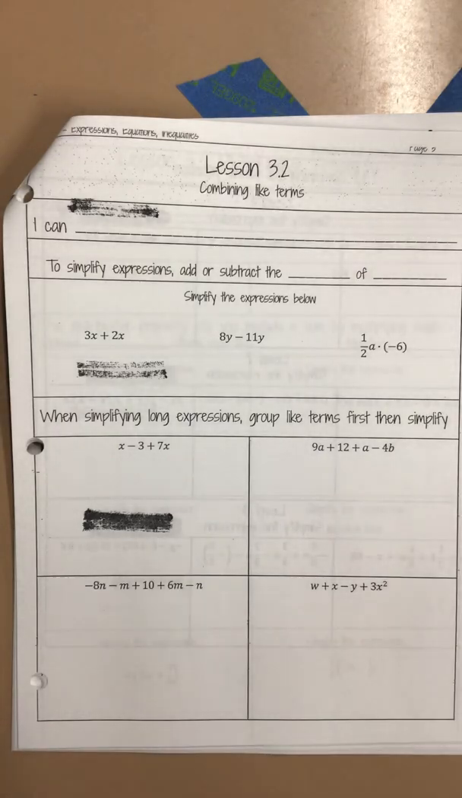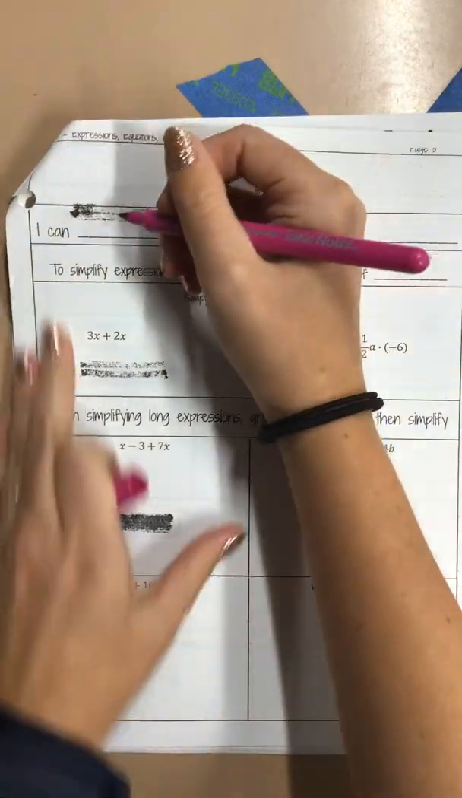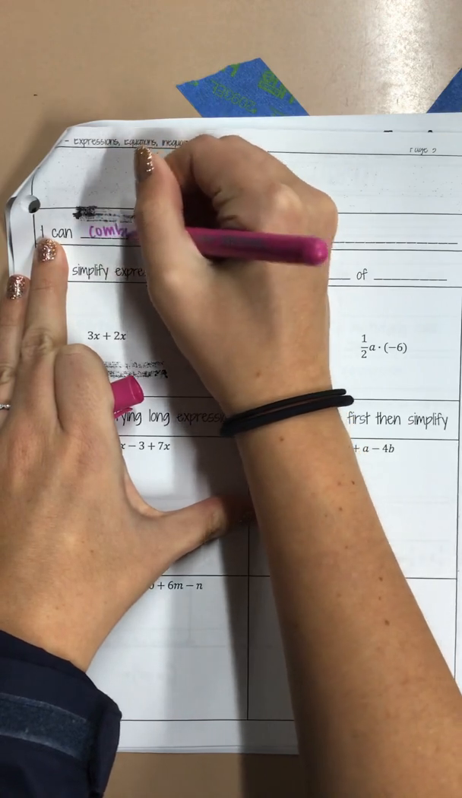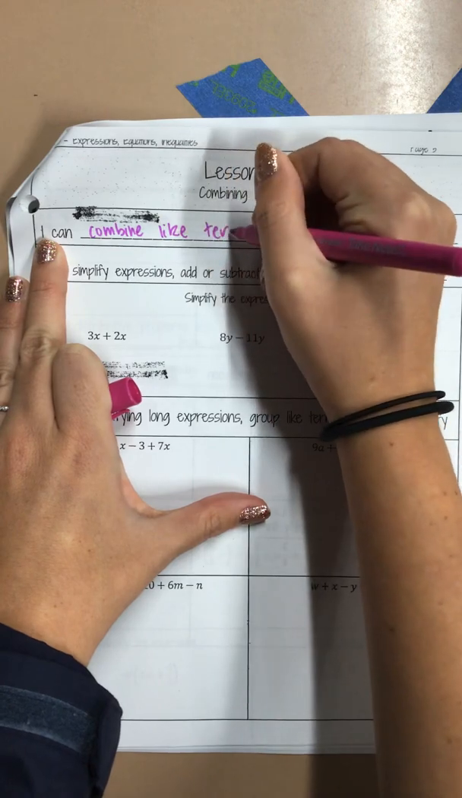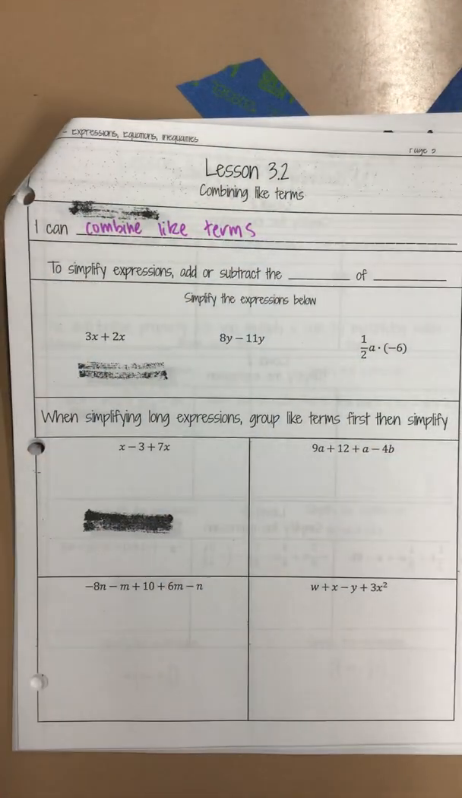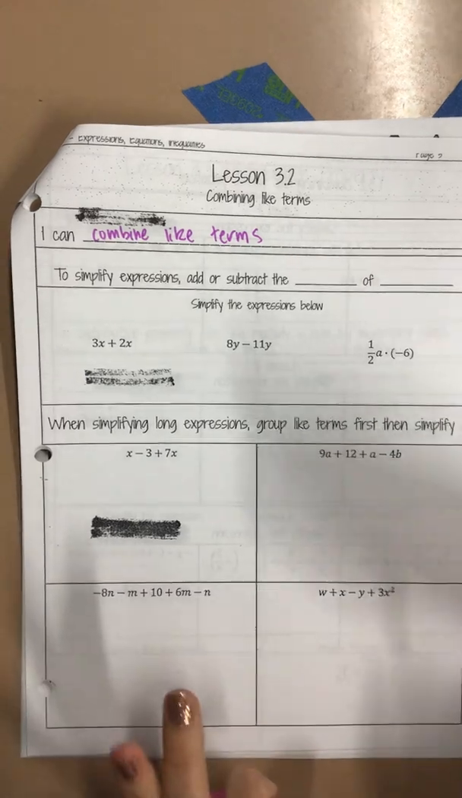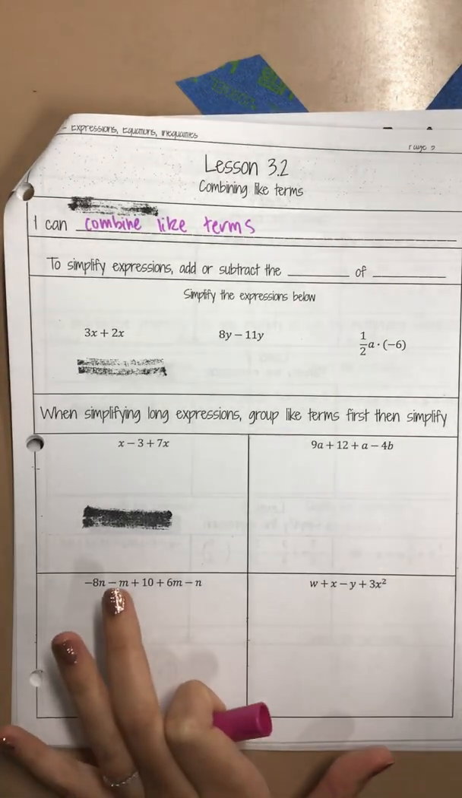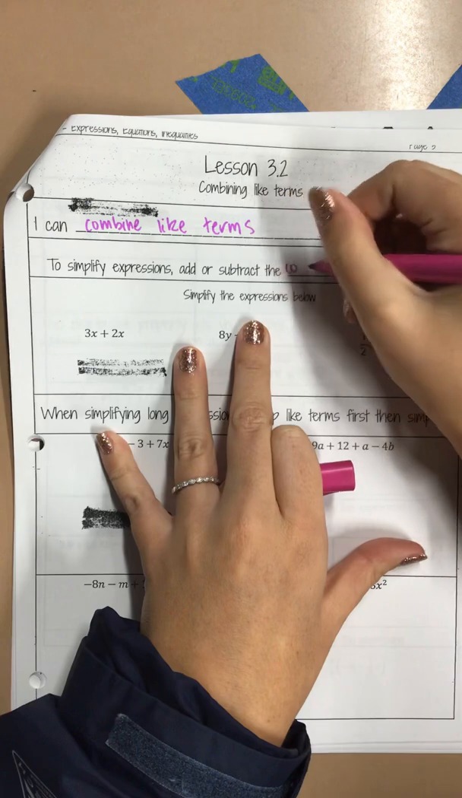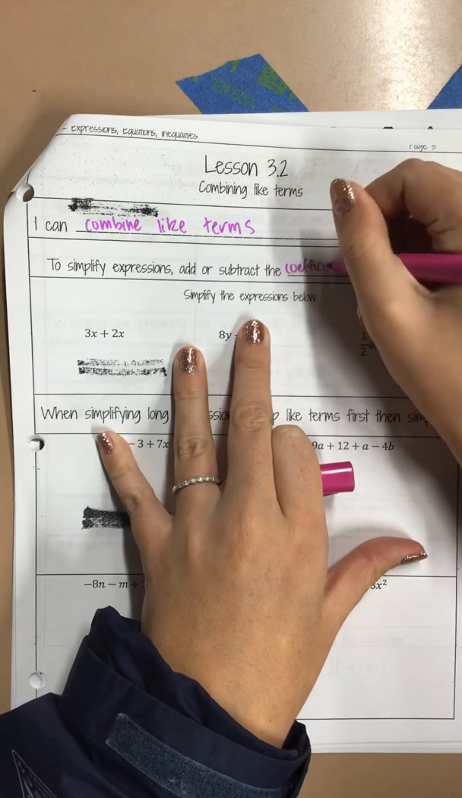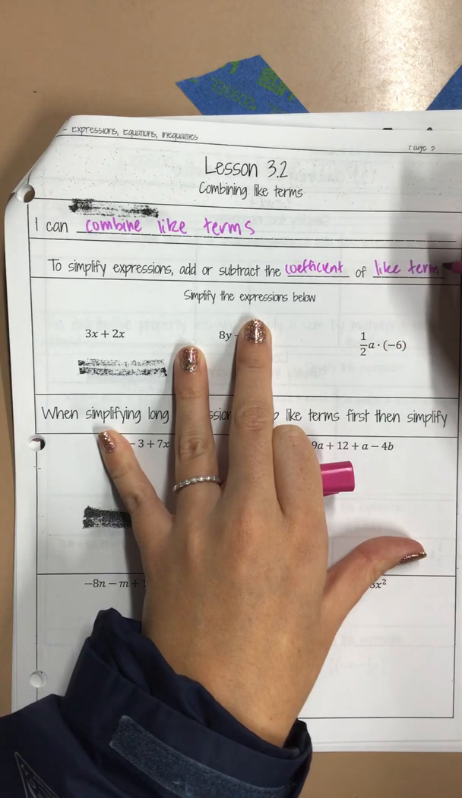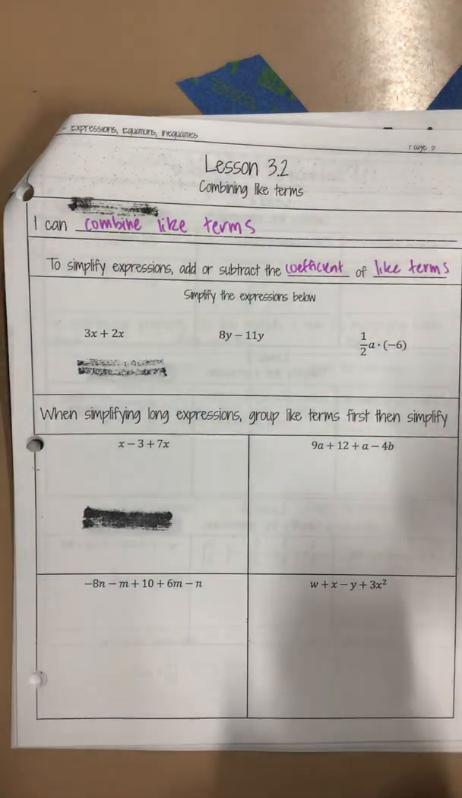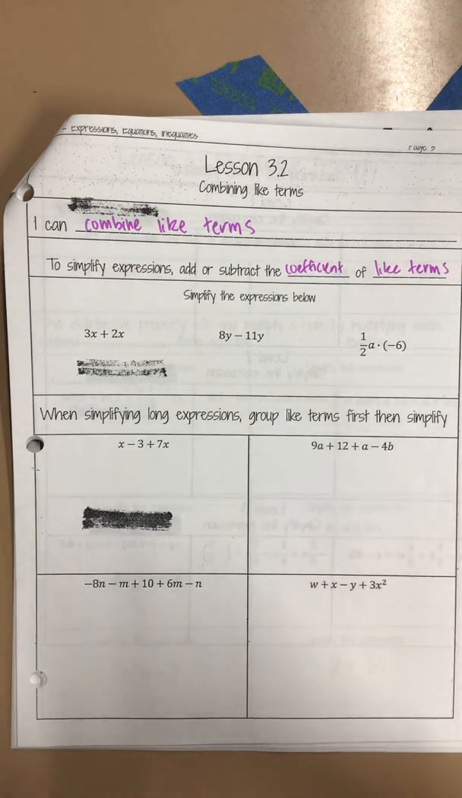Okay, our I can statement for today is going to be I can combine like terms. So we are on lesson 3.2, combining like terms. To simplify expressions, we're going to add or subtract the coefficient of like terms. So just a little reminder, coefficient is the number in front of the variable, and like terms are numbers that have the same exact variable.